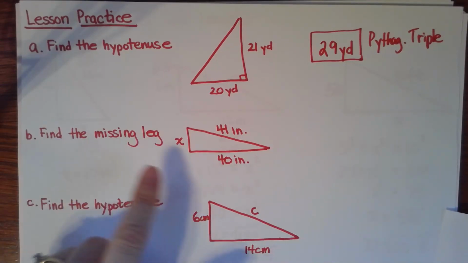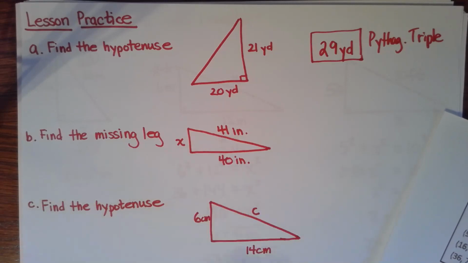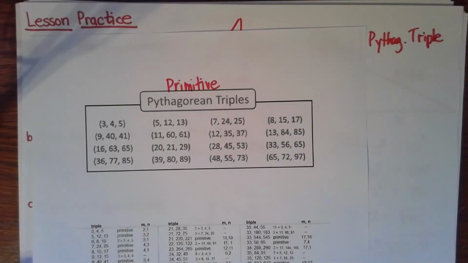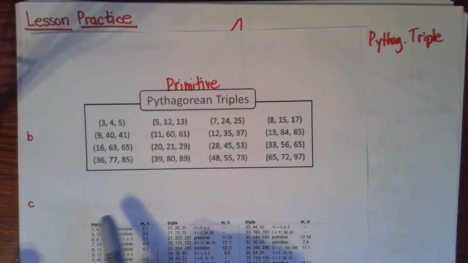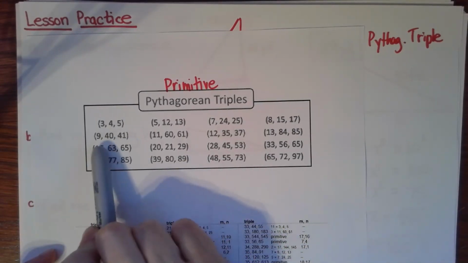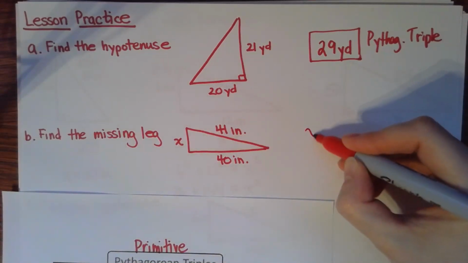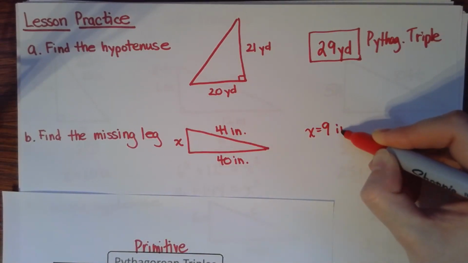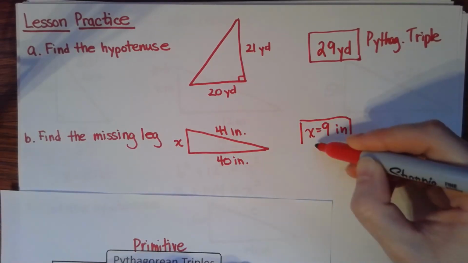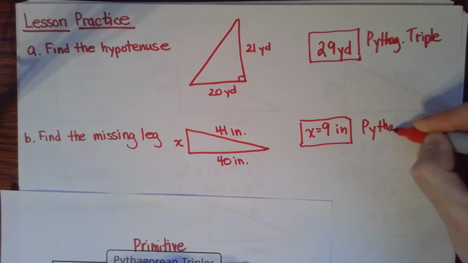Okay, how about find the missing leg? 40 something, 41. Okay, let's look in here. So, here's a 40 and a 41. 9, 40, 41. So, x is 9. 9, 40, 41, those are all whole numbers. This one is also a Pythagorean triple.